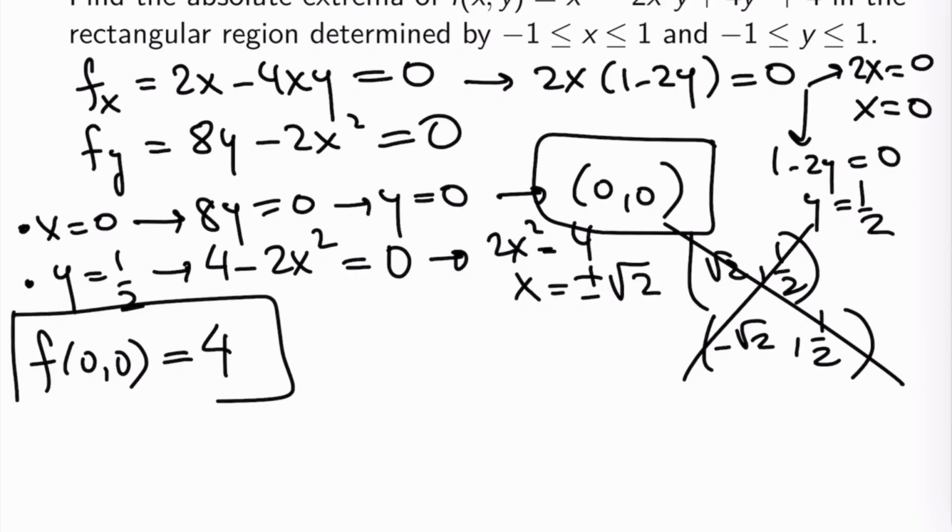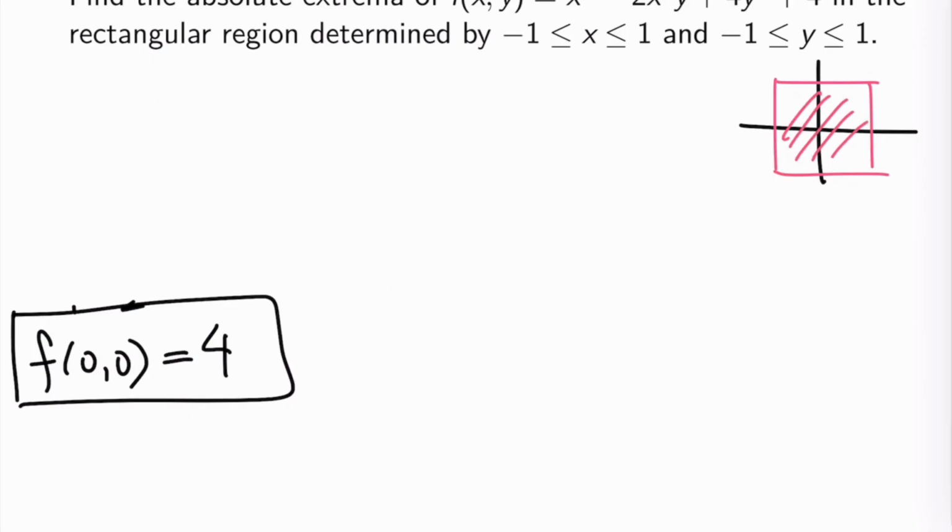And this is the first value that we are going to collect for our comparison at the end with all the candidates to be maximum and minimum. Okay, so we finish with this, with the part inside of this domain. So now let's see what happens when we go to the outside. So this is our domain, and now we are going to start studying what happens in the boundaries.